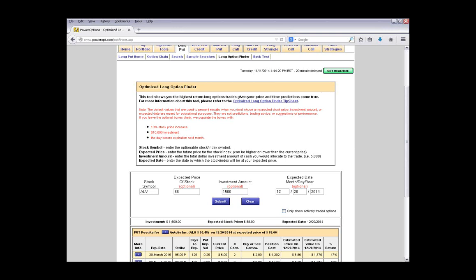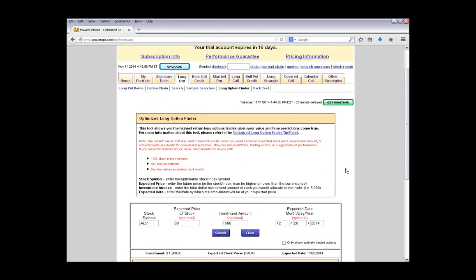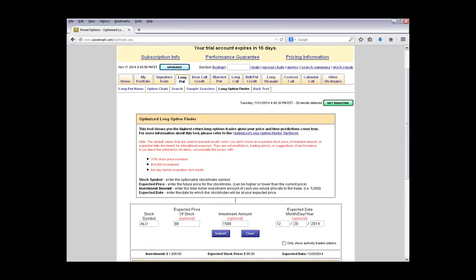Fitzroy asked, are these prices at the end of day or live? Fitzroy, these are live. We do offer a real-time service at PowerOptions and also a 20-minute delayed subscription. But right now, since we're at 4:45 Eastern Time, the market's been closed for 45 minutes. So these are end of day right now. They're not being updated.